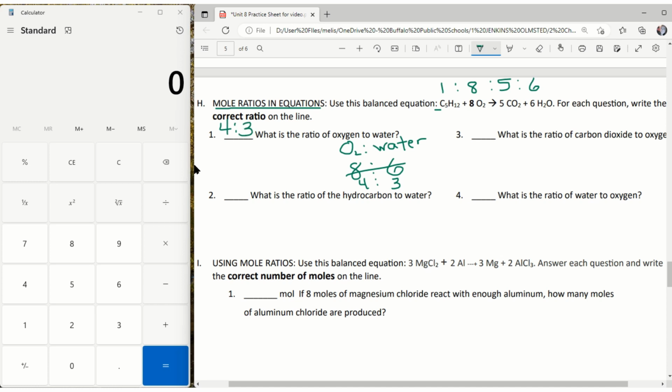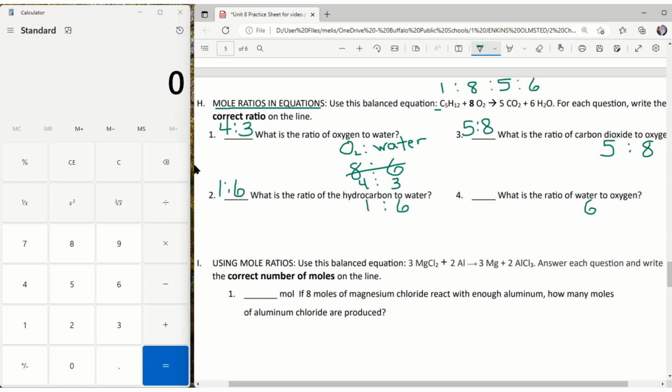Let's look at this one, of the hydrocarbon. Well, what the heck is that? What's the hydrocarbon? Well, it means it has hydrogen and carbon. So it is 1 to water, which is 6. Well, since it has a 1 in the ratio, I definitely can't reduce it, so I know I'm done. The ratio of carbon dioxide, 5, to oxygen, 8. Well, I cannot divide 5 and 8 by anything other than 1.